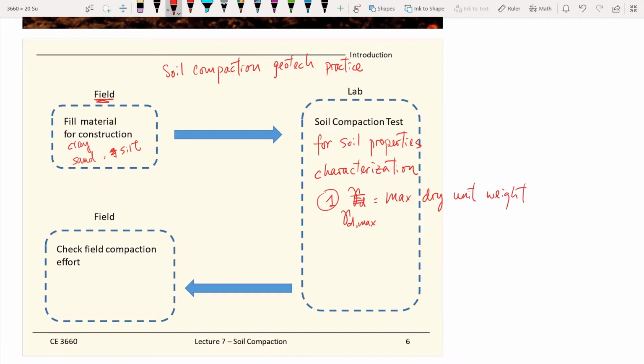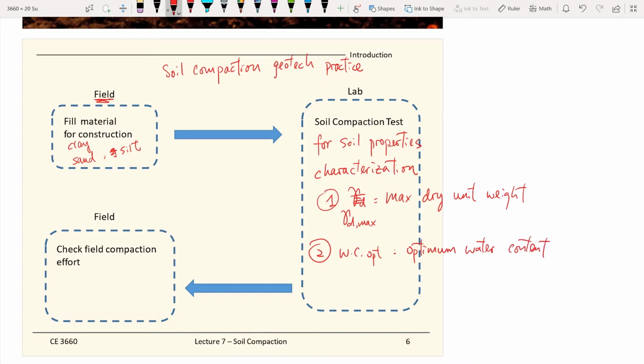And remember, very important for soil compaction is the water content. So the second parameter we need from the soil compaction test is the optimal water content.